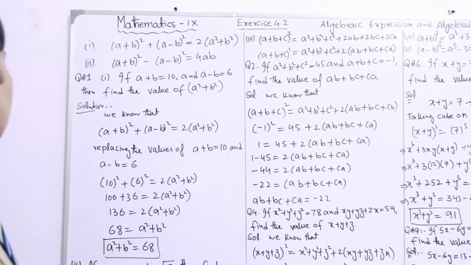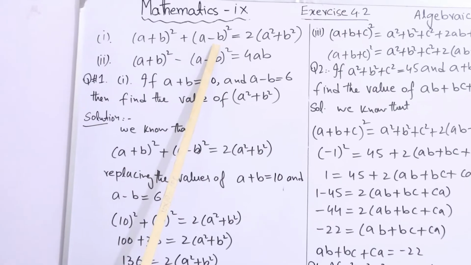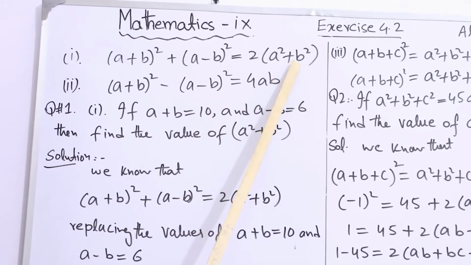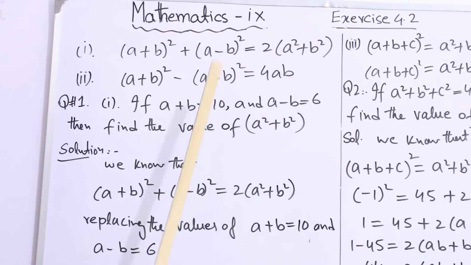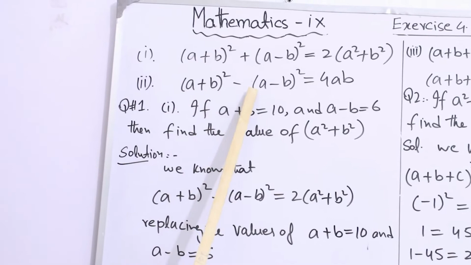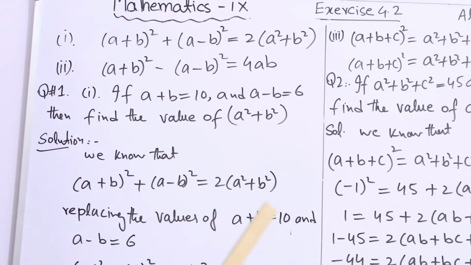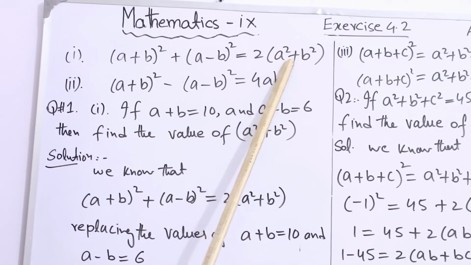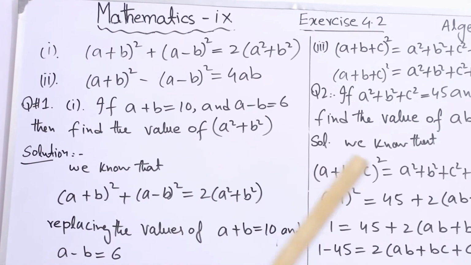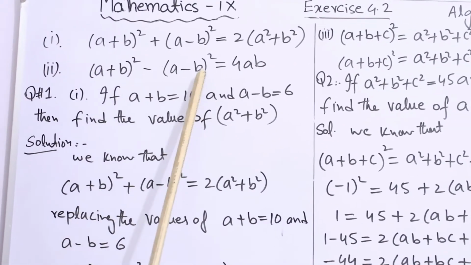The first formula we will use is (a+b)² + (a−b)² = 2(a² + b²). The second formula is (a+b)² − (a−b)² = 4ab. When we have to calculate a² + b², we use the first formula, and when we have to calculate ab, then we use the second formula.